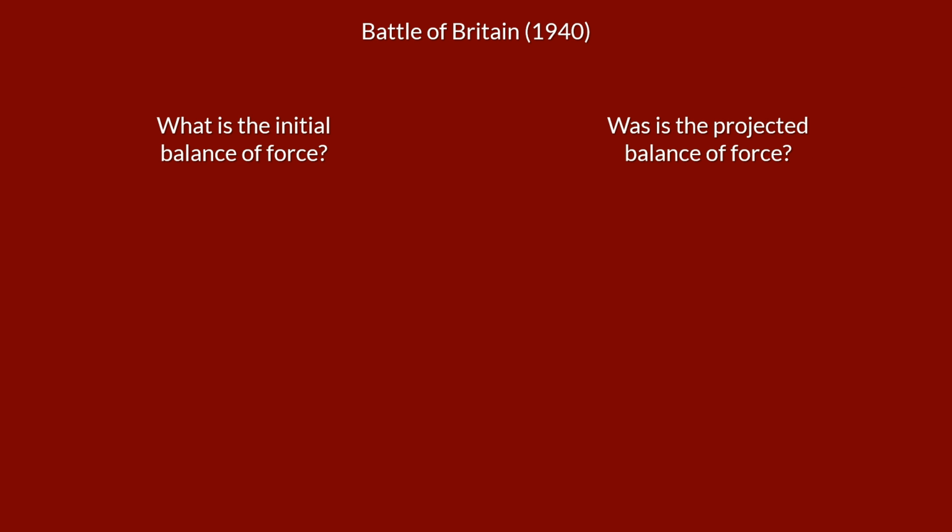Now to properly answer these questions, we need 3 numbers. The initial strength, the number of replacements, and the number of losses. For the Battle of Britain, the British got the first, second, and third number wrong, whereas the Germans got the second and third number wrong.